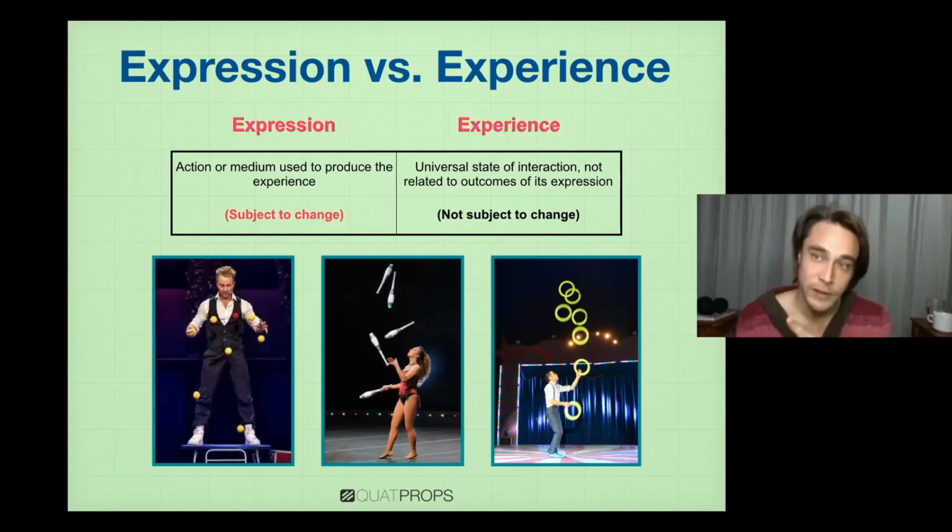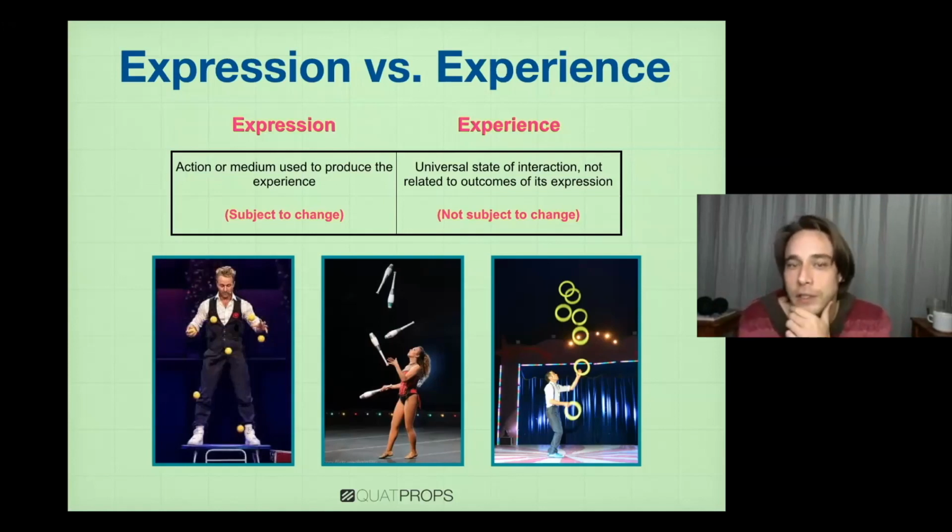The part of the experience that is fixed is the universal state between these actions. So the universal state of interaction, which is not related to the outcomes of its expression. And the experience is not something that we can change. If we change the experience, we change the experience. But I can change the expression without necessarily affecting the experience. And what do we mean by that?